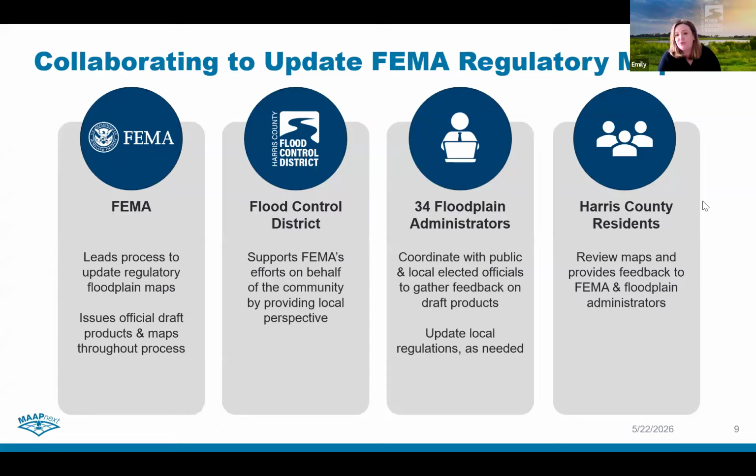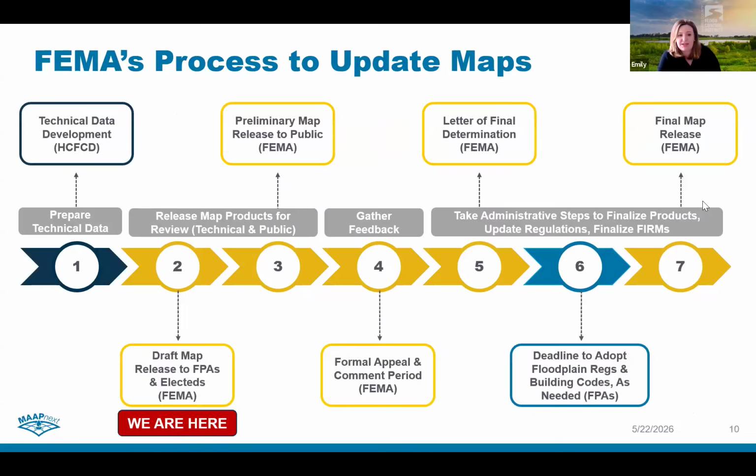And then critically, residents have a really important role in this process. Residents can review the maps and provide feedback to FEMA and to their local floodplain administrators as this process moves forward. And it takes all four of these groups really working together collaboratively under the leadership of FEMA to make sure that this process is successful. Now, the next slide shows the full FEMA map update process. And you can see that it is a complicated one, and one that is institutionalized by the federal government and standard really across the nation.